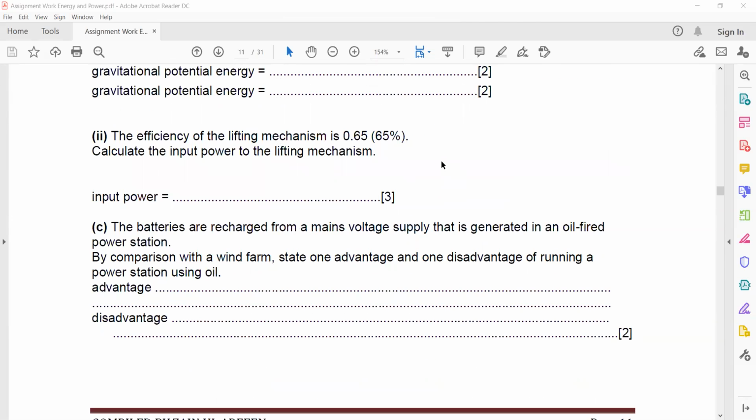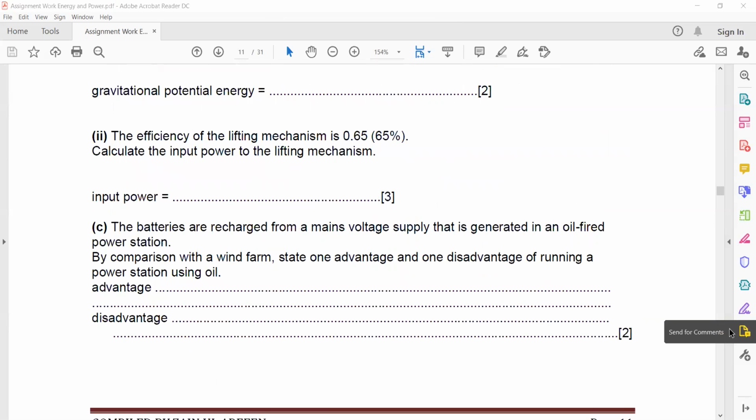In part C, the batteries are recharged. 65 is the efficiency, not the power output. Useful output is the potential energy because the machine is lifting the object. So if the machine is lifting the object, the useful output is potential energy. The efficiency of the lifting mechanism is 65%.